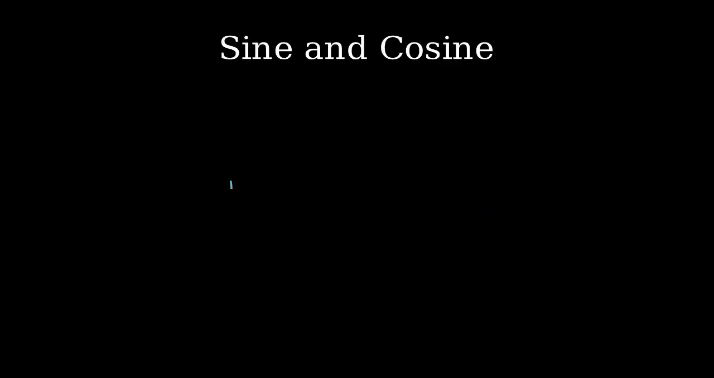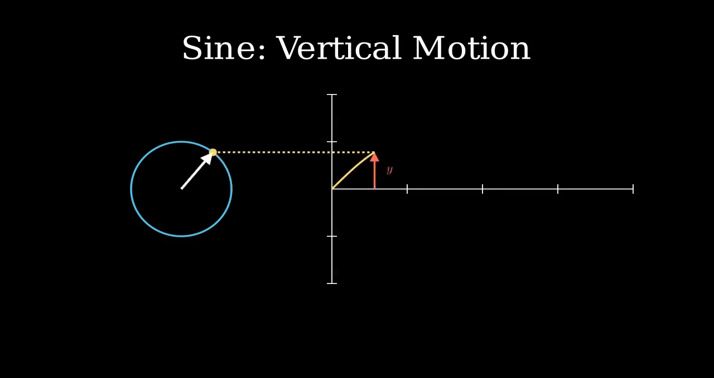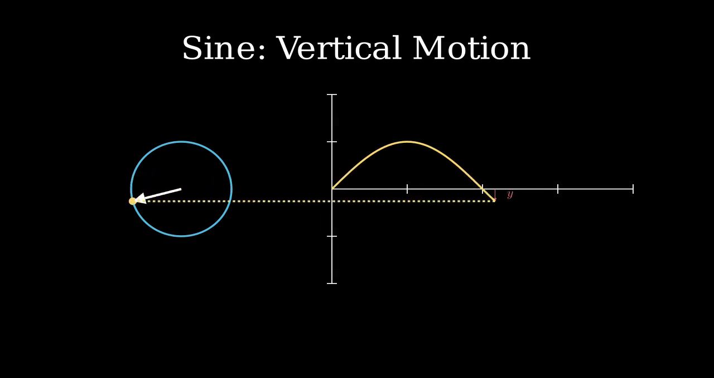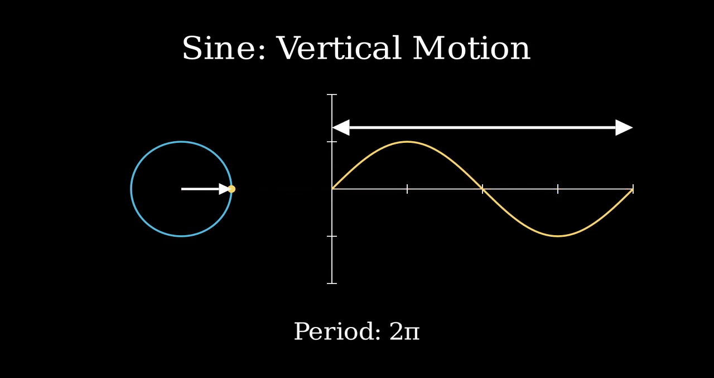Let us explore the relationship between circular motion and trigonometry. We begin with a circle and a point moving along its edge. As the point rotates counterclockwise, its position changes in a predictable way. By focusing on vertical motion, we can map the height of the point onto a set of axes to create a sine wave. Notice how the height y oscillates up and down as the point completes a full rotation.